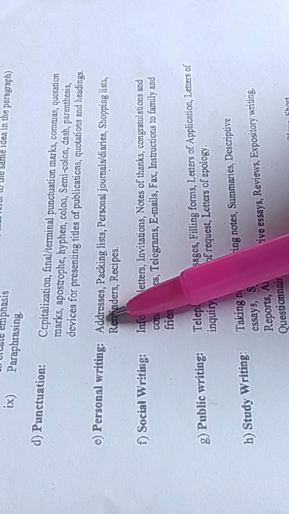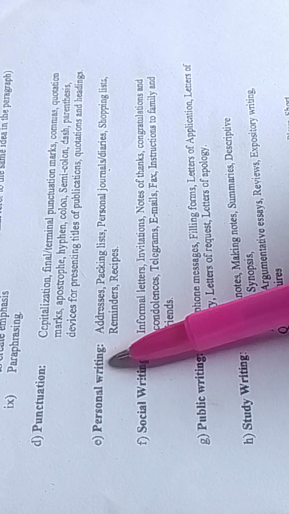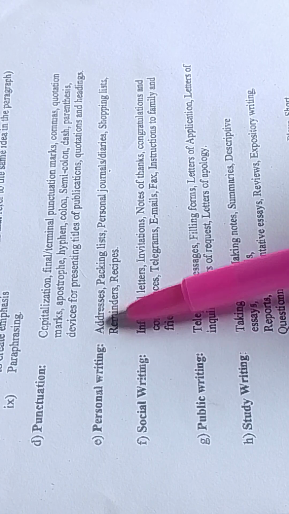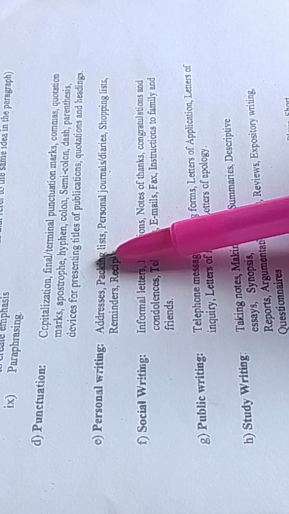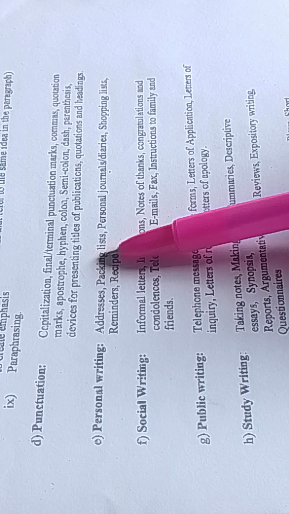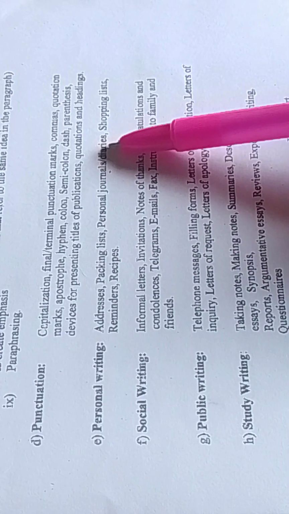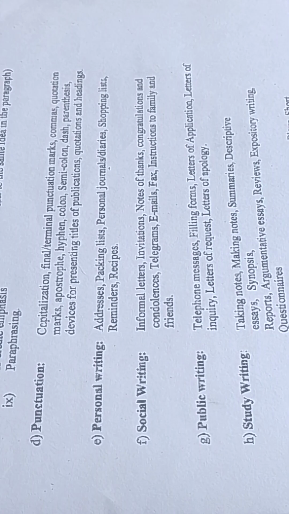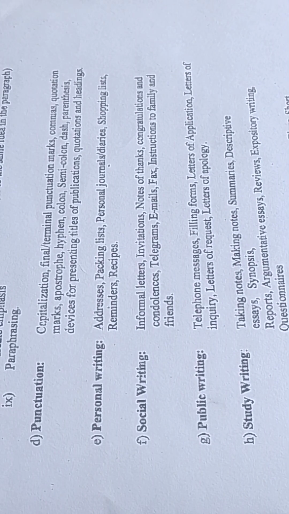Now on to personal writing. This is what we tackle in personal writing: writing addresses, packing lists, writing a packing list. This is just in Form 1. Personal journals, diary, shopping lists, reminders, recipes. Yes, you can also be told to write a recipe for preparing a dish or a meal. There is a difference between a dish and a meal. Yes, those are under personal writing.